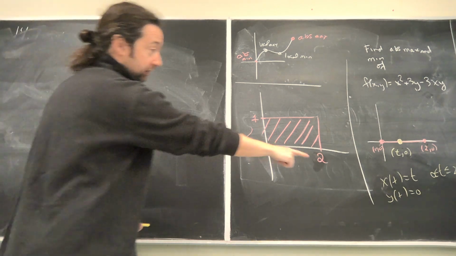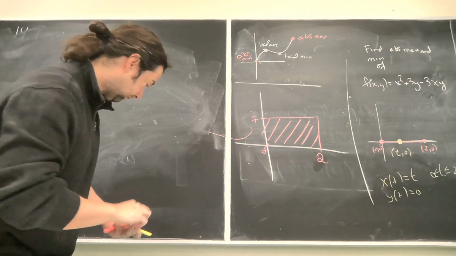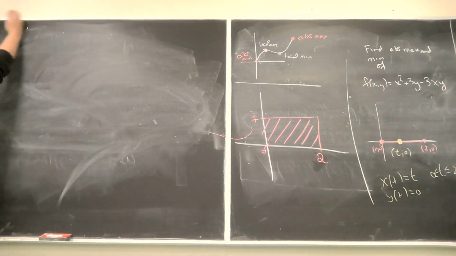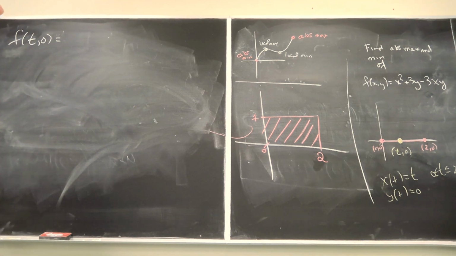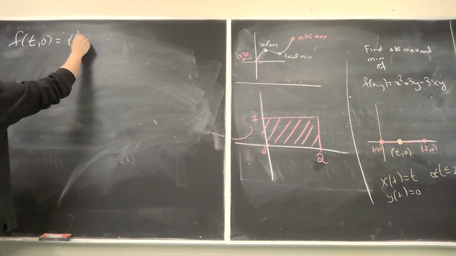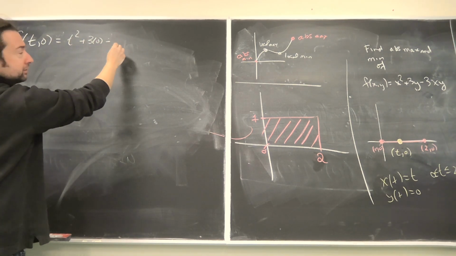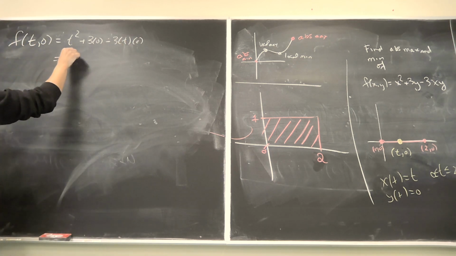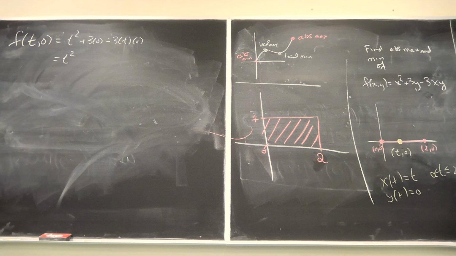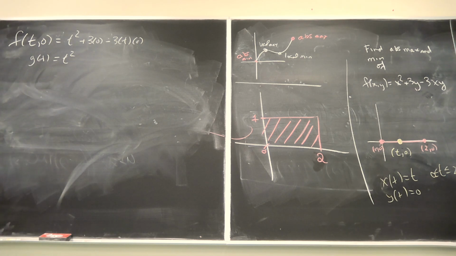So if you take the x and the y from the parameterized curve and plug it into f, you get f of t comma 0, which is t squared plus 3 times 0 minus 3 times t times 0, which is just t squared. And just to emphasize that this is a function we've extracted from f, a different function, I might call this g of t, which is the restriction of f to that curve.